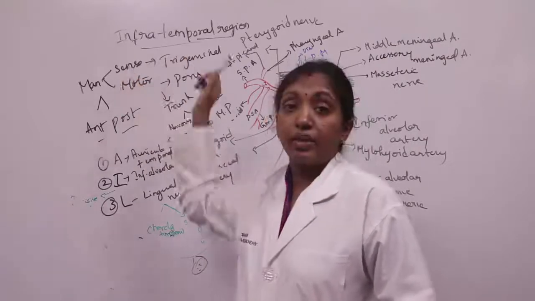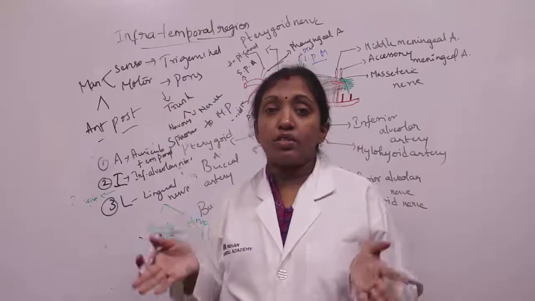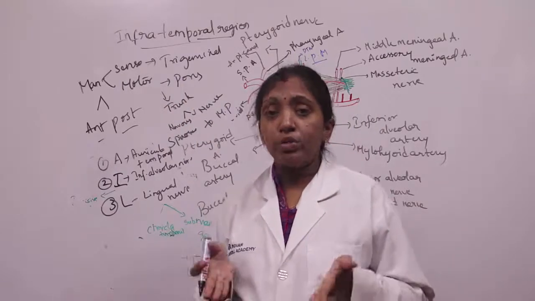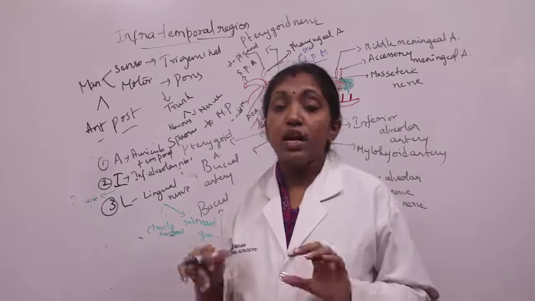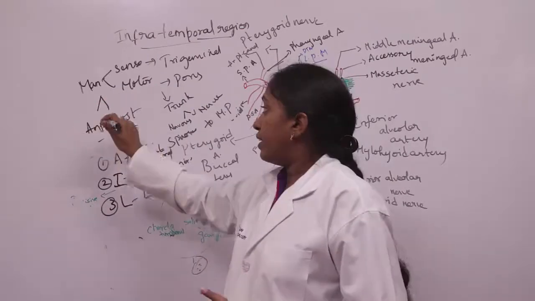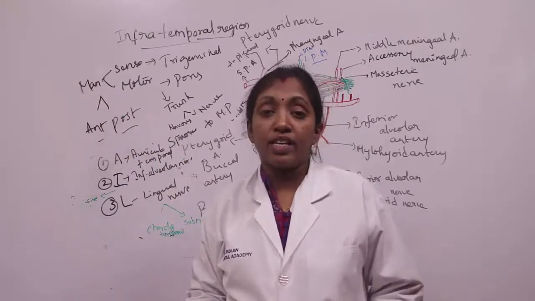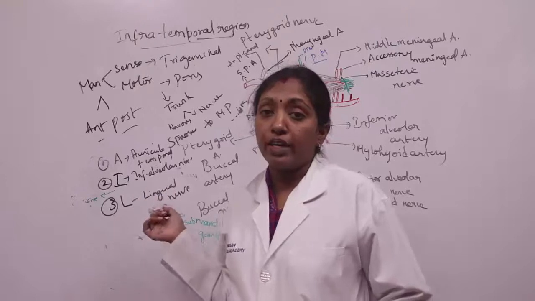Sensory root is derived from the trigeminal ganglion and the motor root derived from the pons, and these roots come downwards from the foramen ovale, and they unite and form the trunk of the mandibular nerve. From the trunk of the mandibular nerve, two nerves arise: nervus spinosus and nerve to medial pterygoid.